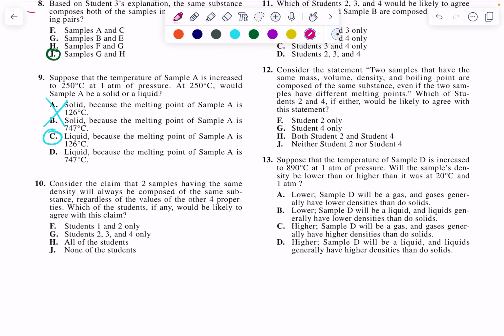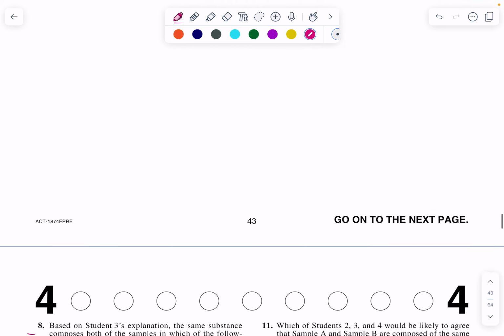Consider the claim that two samples having the same density will always be composed of the same substance, regardless of the values of the other four properties. Which of the students, if any, would be likely to agree with this claim? So this is saying, hey, if density is the same, they're the same thing. Which students agree with that?